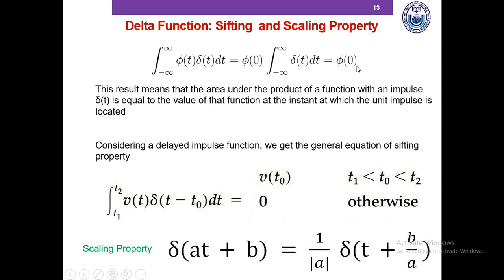So φ(0) means the delta function is located at t equals 0, and the integration means area under curve. Considering a delayed impulse function, we get the general equation of sifting. It looks something like this. This is basically saying that if the t naught here, that is the location of the delta function, falls within the limits of integration, that is t1 and t2, the output is φ(t naught), and if it is outside the limits of integration, then it's 0.